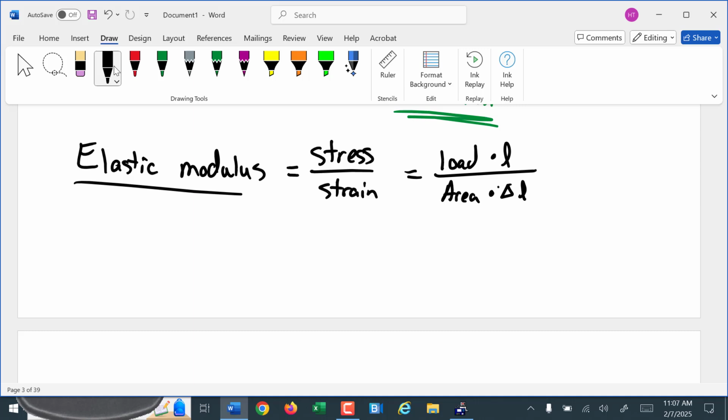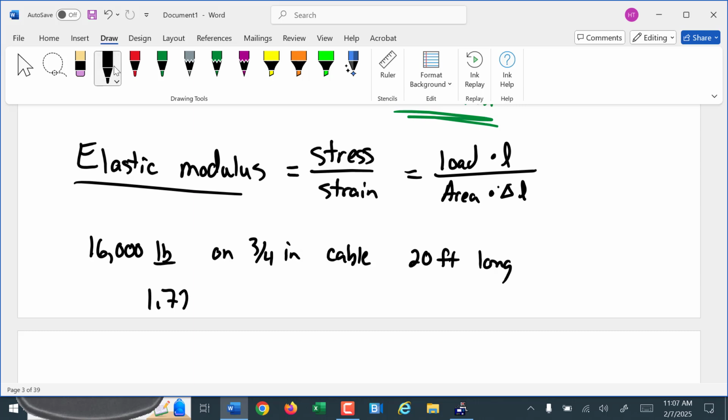So if we have 16,000 pounds on a 3/4 inch cable that is 20 feet long, and our cable stretches, let's see here, we're just going to go 1.72 inches. Find the elastic modulus.